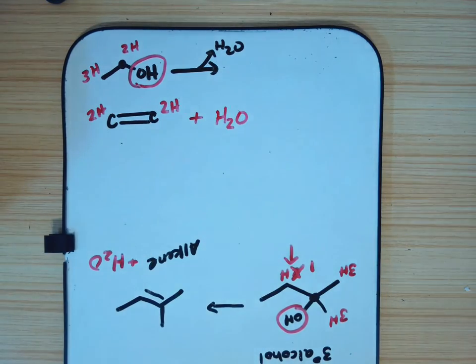So for your dehydration reaction, you're simply starting with an alcohol and going to an alkene. The alkene that is formed as your major product is formed as a result of the double bond forming between the alcoholic carbon and the carbon that is adjacent, right next to it, that has the fewest number of hydrogen.